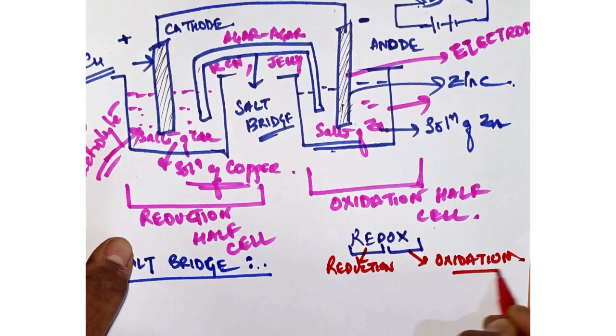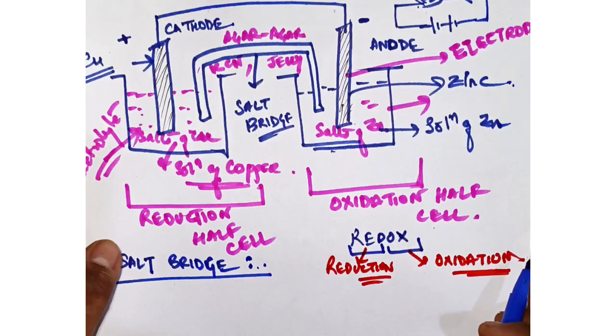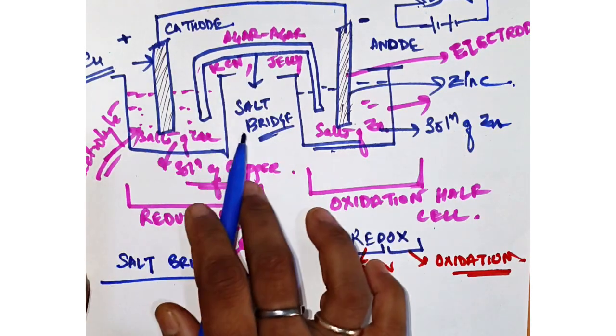And what happens through reduction and oxidation? What does this actually mean? Okay, with this we will go later. First we will discuss the components.